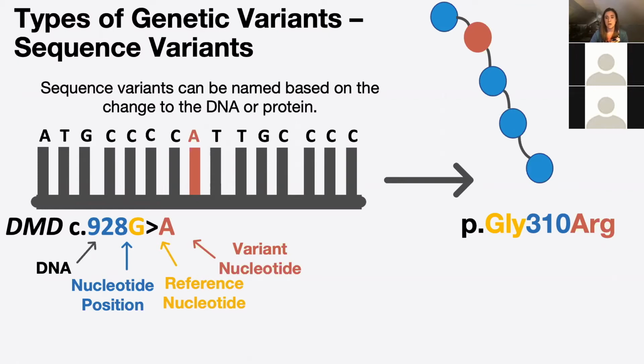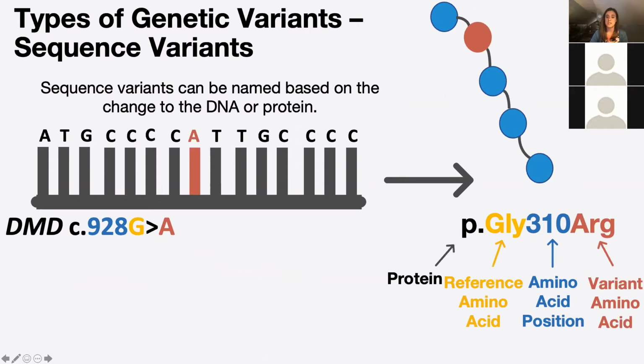This genetic change also can be described by the change in the protein. So if you see a P with a period on your report, this tells you what the change in the protein is. The P gly-310 arginine is our way of describing the change in the protein. The number tells us what amino acid we're talking about. So it tells us that amino acid 310.